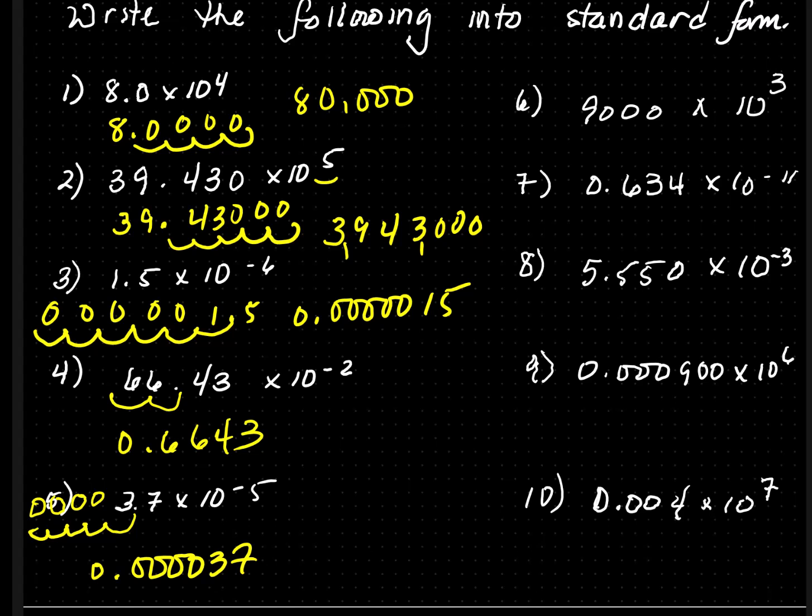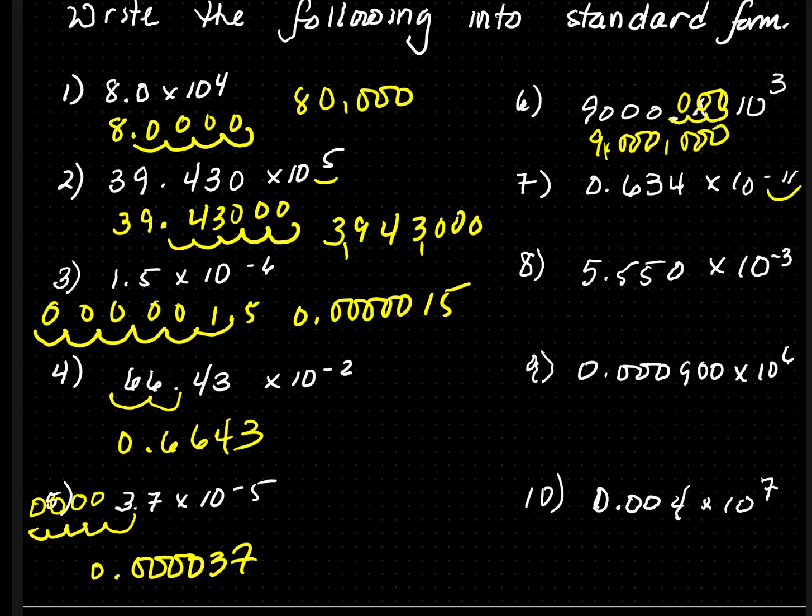So for number 6, we have 9,000 times 10 to the 3. So we look at the first part. 9,000 has an unwritten decimal at the end. So we're going to move it to the right because it's a positive exponent 3 times. 1, 2, 3. All those empty spaces will be filled with zeros, which are placeholders. If I rewrite the answer, it becomes 9 million.